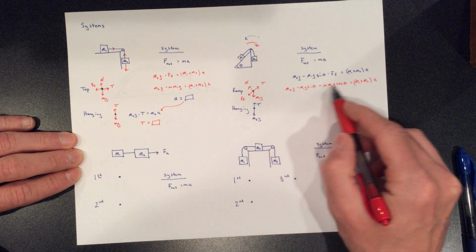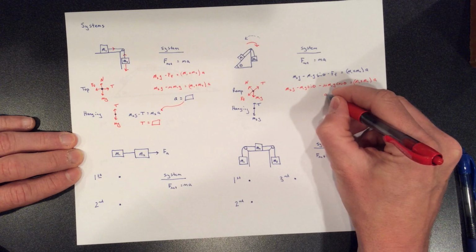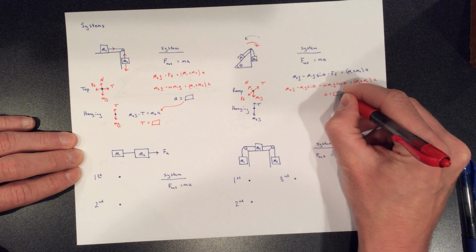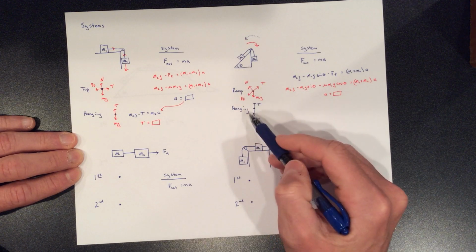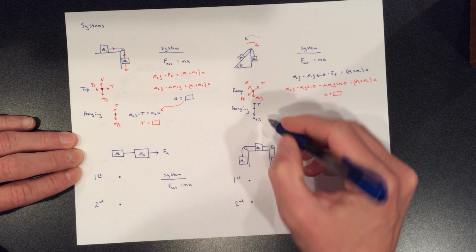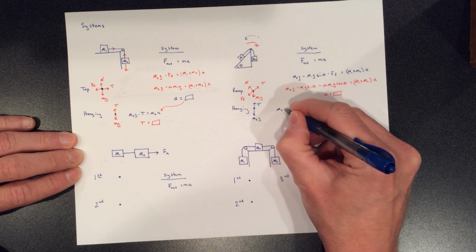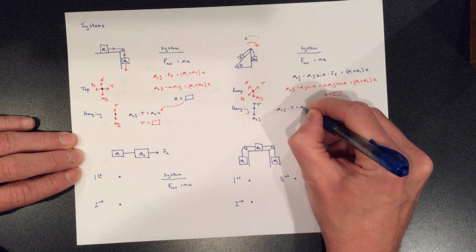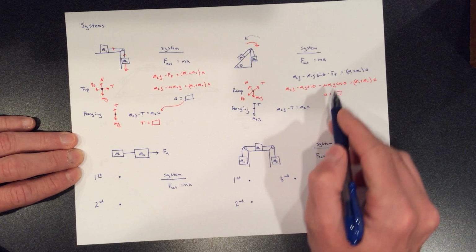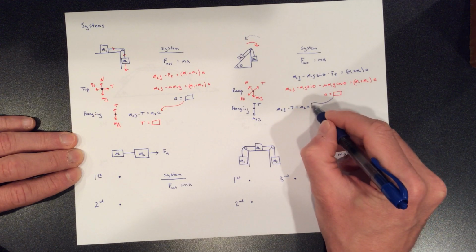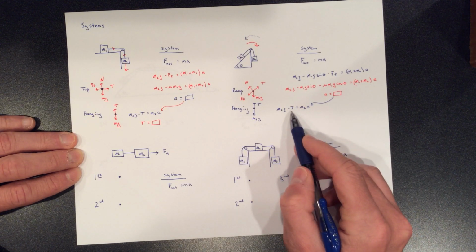Same thing here. We could use this mammoth equation to find the acceleration at some value, and then we could use the hanging box, or you could use the box on the ramp, but you might as well pick the hanging one because it's easier. And we would do m2g minus T equals m2a. And again, if you're just looking at m2, you're just using m2's mass. And if you know the acceleration, you could put it in there, and you could find the tension.